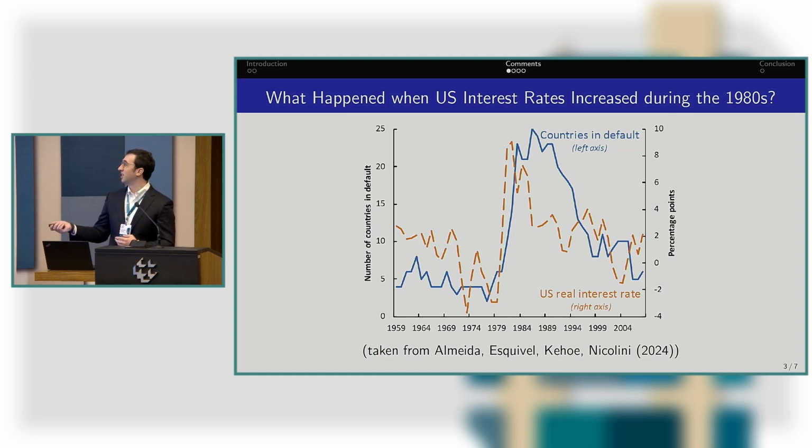So this is actually the real interest rate rather than the nominal one, but they both feature this massive spike, right, in 1980. And following that, there's this huge increase in the number of countries in default. And almost all of these countries are emerging market economies. And Brazil is in here. Brazil defaulted several times in the 80s. So this is the picture that I thought of when I read the title.